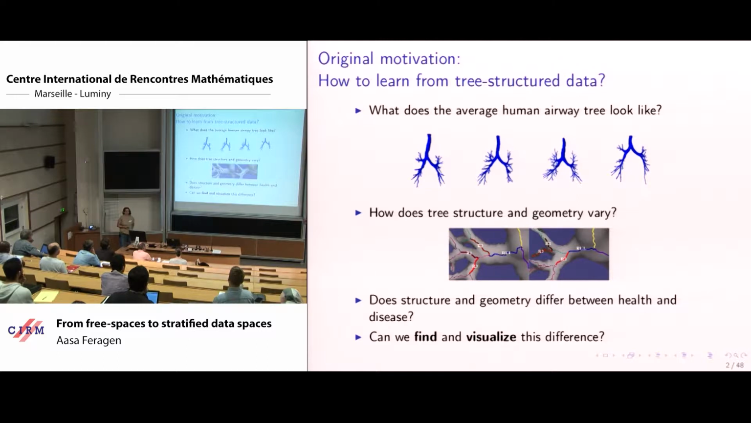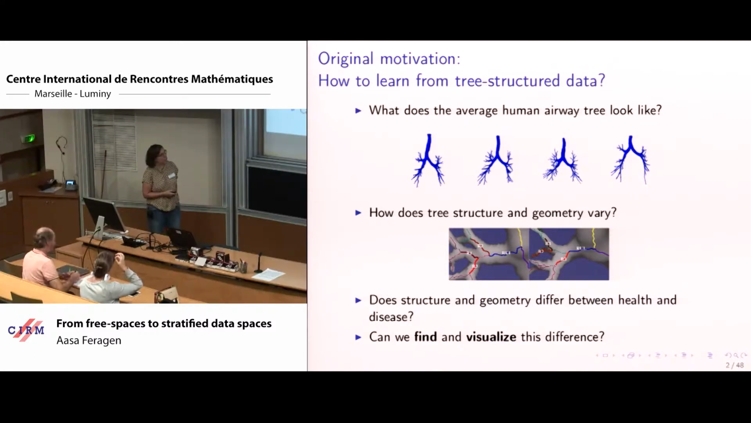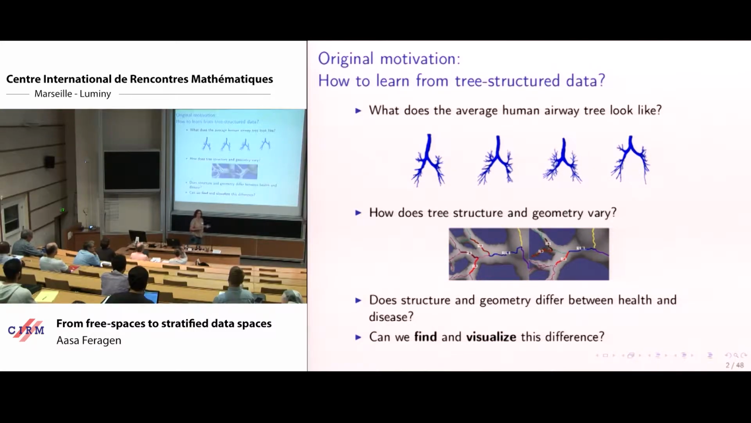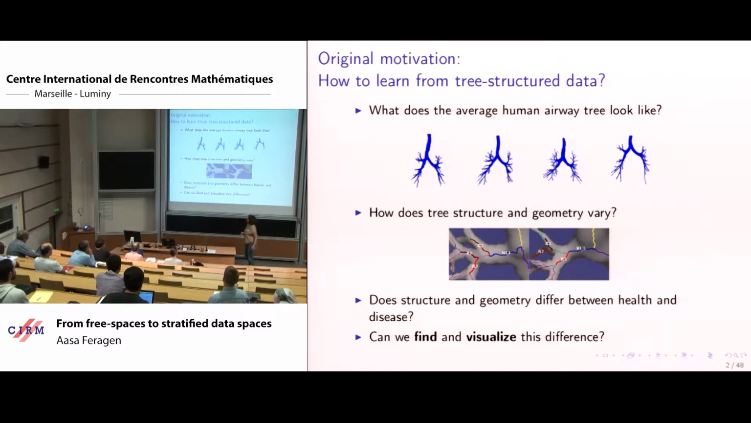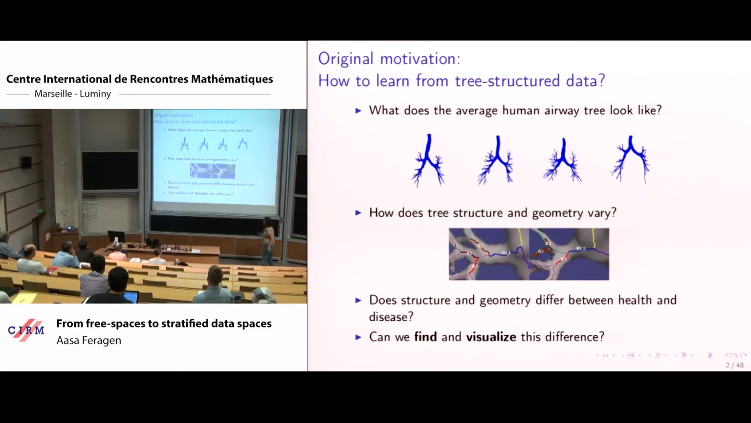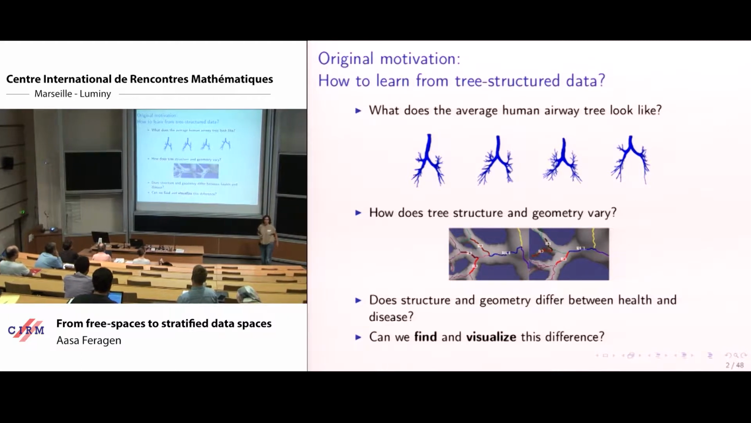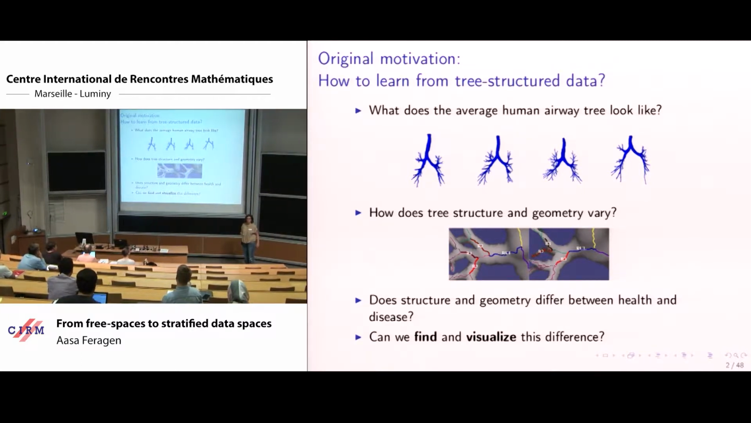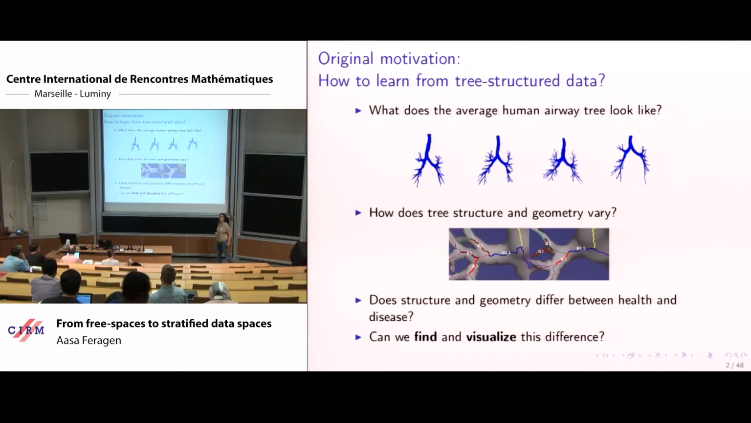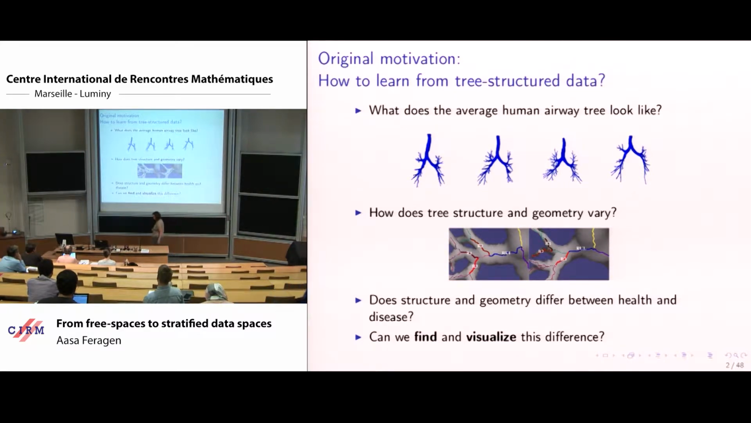So the motivating questions were, for instance, how does the average of a set of airway trees look like? How does the tree topology and the branch geometry vary? How do they vary together? How can you combine them in one framework? Does the structure and geometry differ between, for instance, people with a disease and people who don't have it? And can we find and visualize these differences?